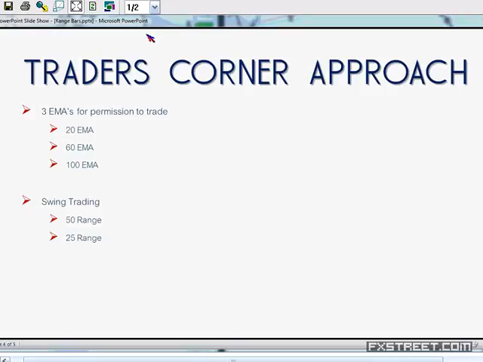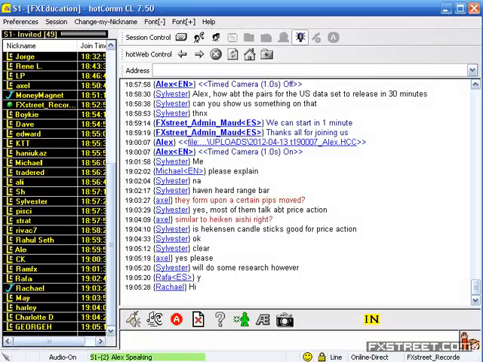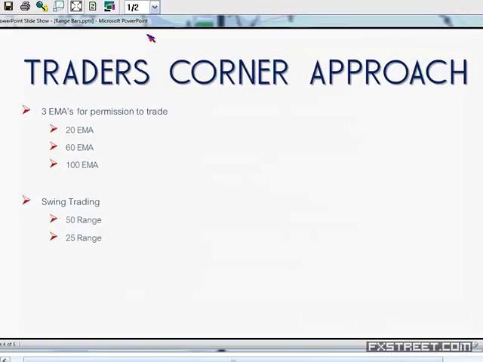Excellent. So, first of all, the way that we set up our charts. Now the primary indicators that I have on my charts are moving averages. The moving averages I have are the 20, the 60, and the 100 exponential moving average. Now, to be honest with you, that could be the 25, the 55, and the 95 moving average. It's not going to make that much of a difference.